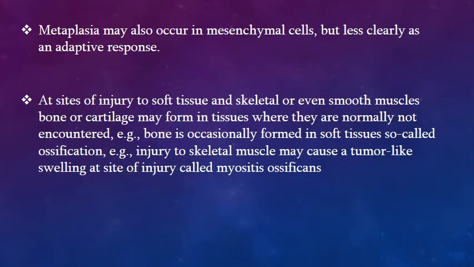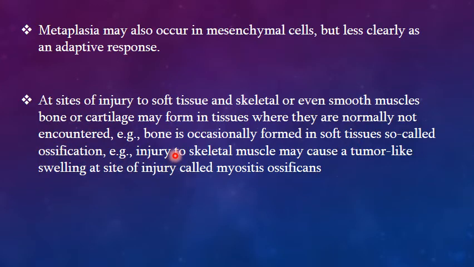Metaplasia may also occur in mesenchymal cells. What are mesenchymal cells? Mesenchymal cells are the connective tissue cells: the cartilage, the bone, the muscles. At the site of injury to soft tissue, bone is occasionally formed in soft tissue, so-called ossification. Sometimes in soft tissue there is no bone, but when bony tissue is formed inside the soft tissue, it is called ossification.